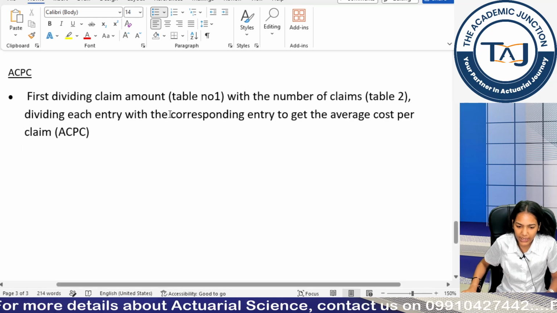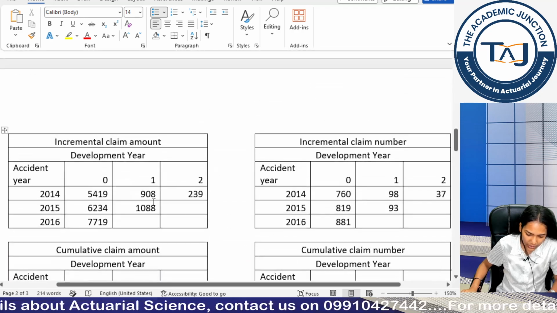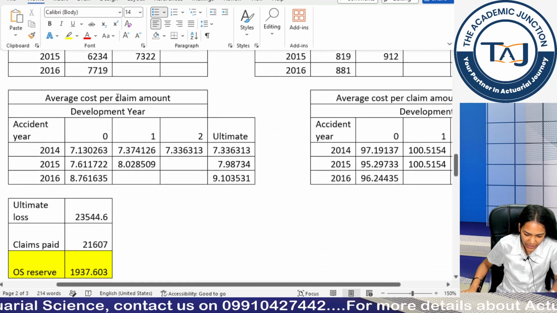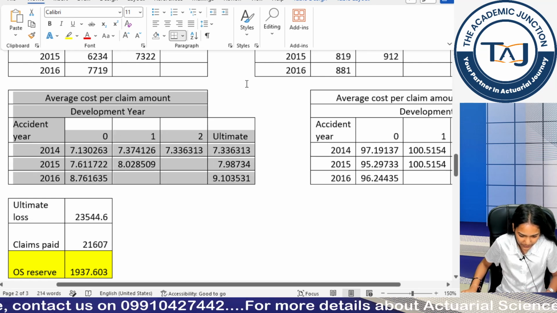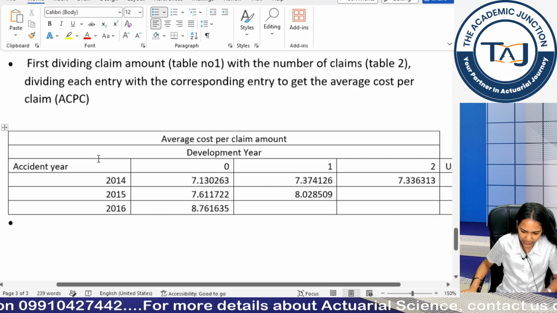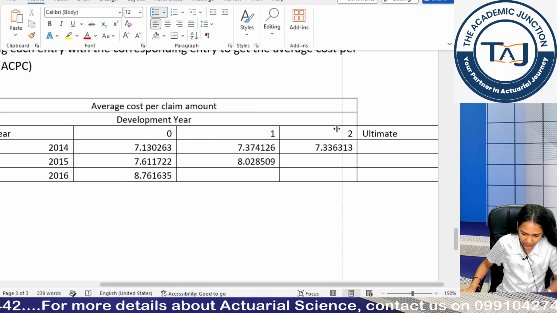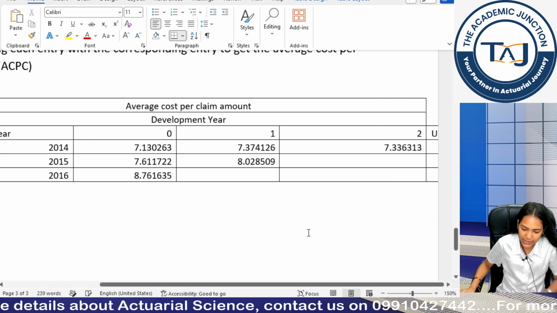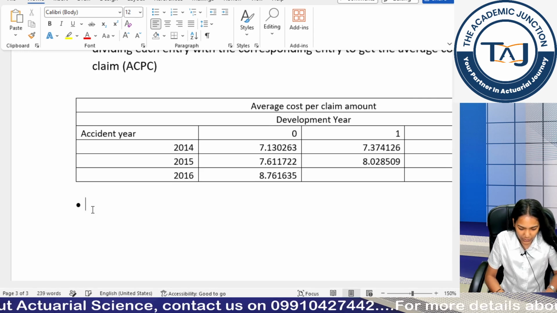Then you will be pasting the table of the amount you are getting by dividing these two tables, okay. So this is your average claim amount. So basically I would be pasting this table below this. So I copied it and I pasted it. Clear? I can ignore this ultimate for now because I will be getting to ultimate after this step.